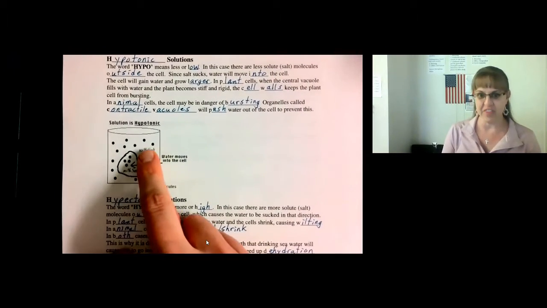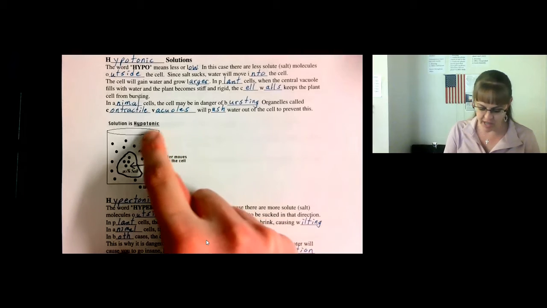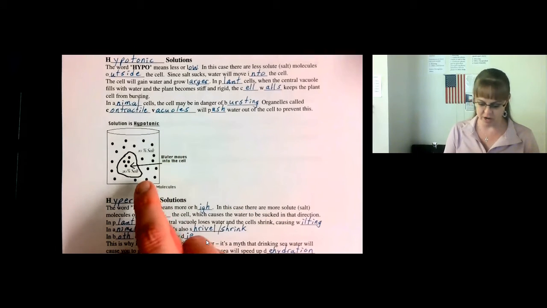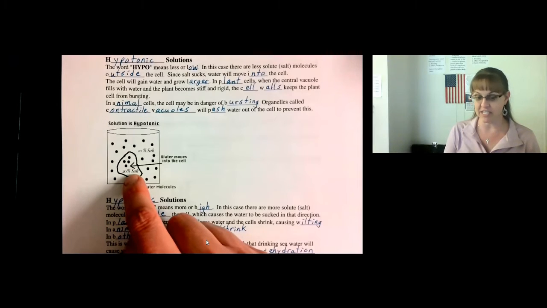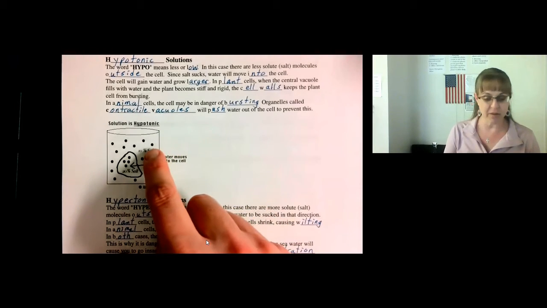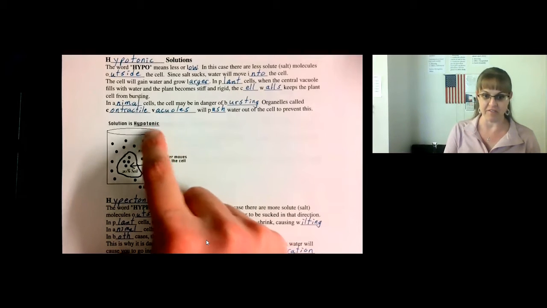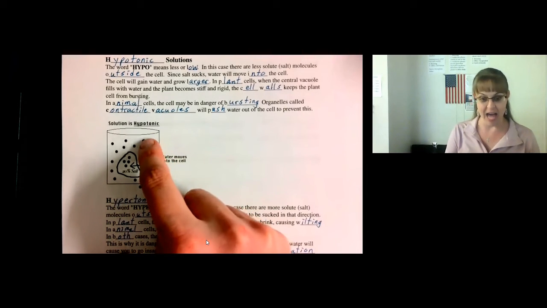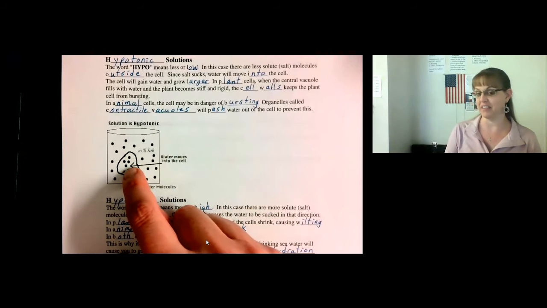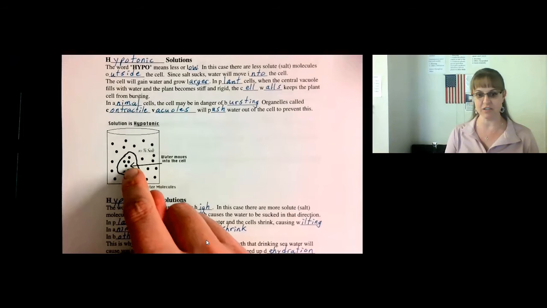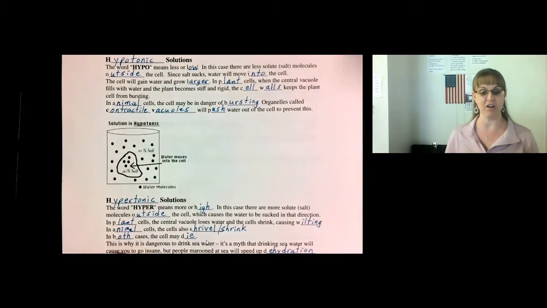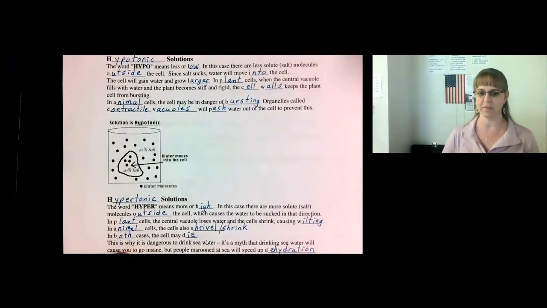So for example, this solution is hypotonic, low, compared to the water inside the cell. So we have 20% salt inside the cell and 10% salt outside the cell. Therefore, the solution outside is hypotonic. The solution inside the cell is hypertonic. Hyper means high. Like if you're hyperactive, you have high amounts of energy, right? So this is a hypertonic solution with high amounts of dissolved stuff, in this case, salt.